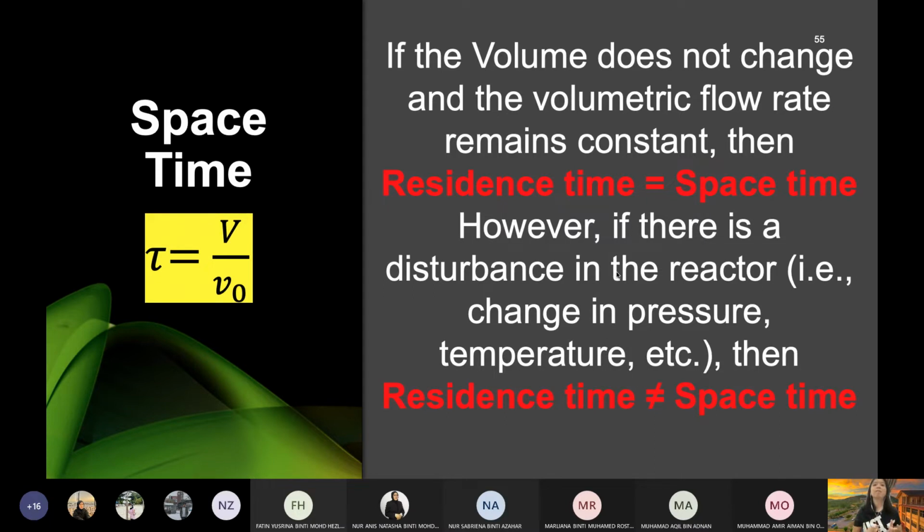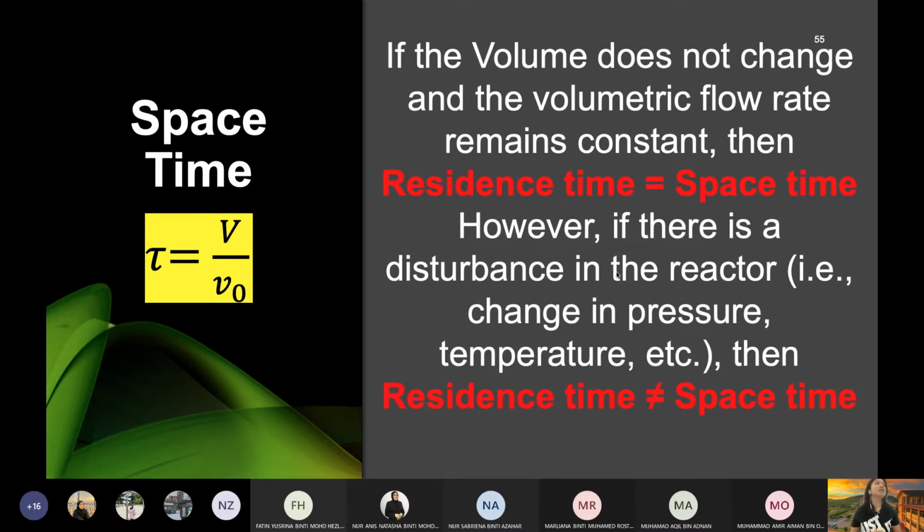So if you calculate based on that, yang initial kamu set tu dia menjadi space-time. Tetapi kalau kamu calculate berdasarkan the real volumetric flow rate during the reaction, during the process, that becomes residence time. Okay, ataupun kita kata tu adalah actual time or the average time the molecule really spends in the reactor. Space-time tu berdasarkan entrance condition yang berdasarkan kamu set, tetapi disebabkan the changes of the volumetric flow rate and you calculate based on that real volumetric flow rate, you will get residence time.